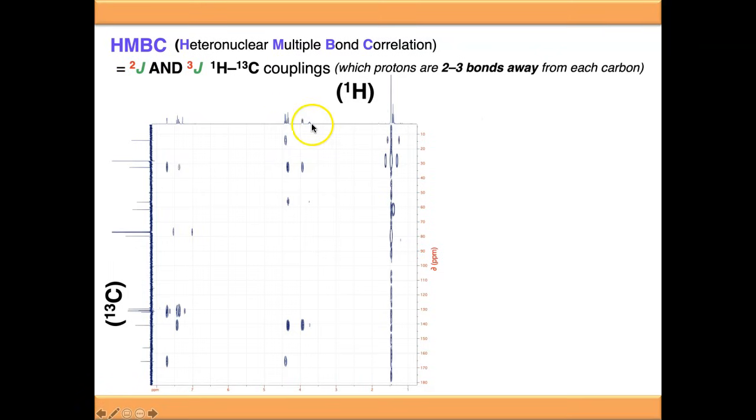And you can now see that you can have multiple signals below each proton, because obviously now each proton can be 2 or 3 bonds away from multiple carbons. They don't just have to be connected to one.